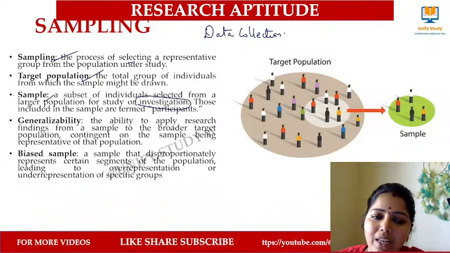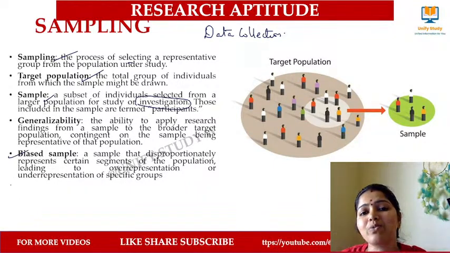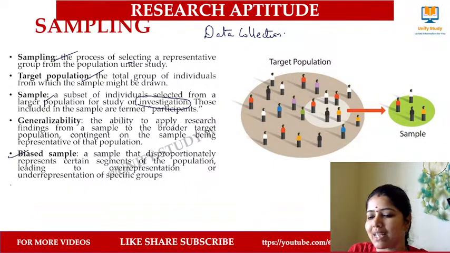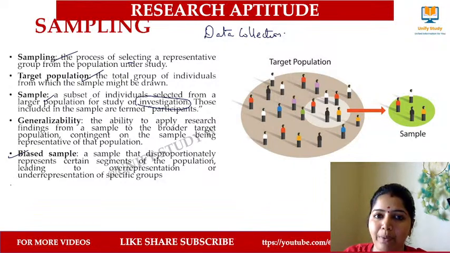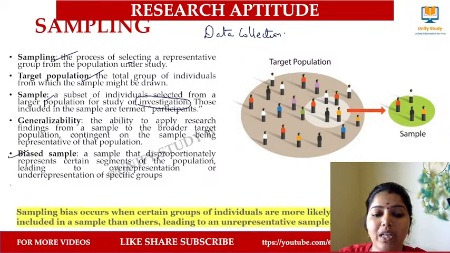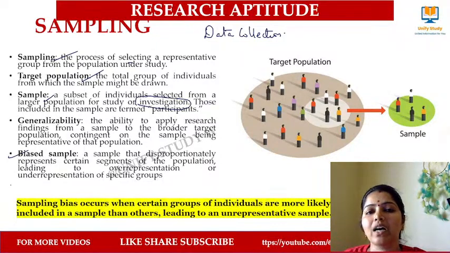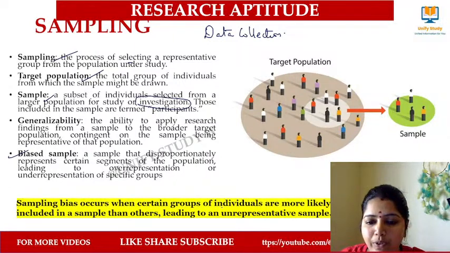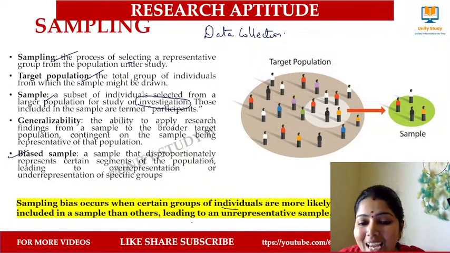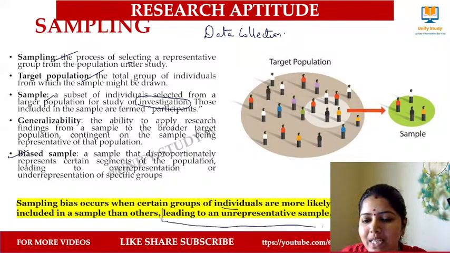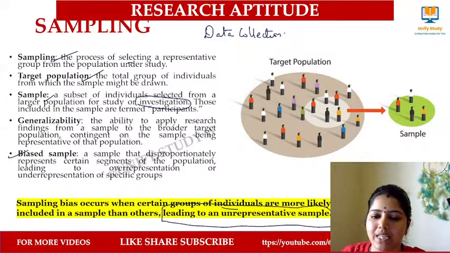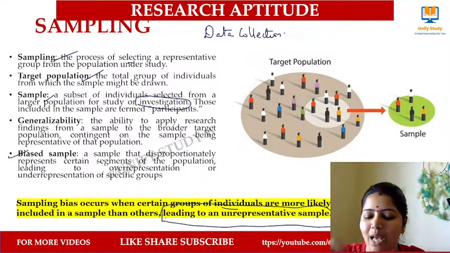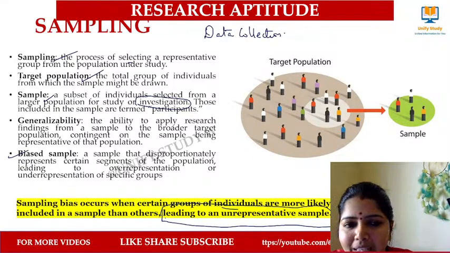Sometimes that can be a reason for a biased sample. Biased means to my convenience, I may select some people, and that is a biased sample. But a biased sample will create a wrong result or a failed research. Sampling bias occurs when certain groups of individuals are more likely to be included in the sample than others, leading to an unrepresentative sample. This is what we call sampling. Clear?